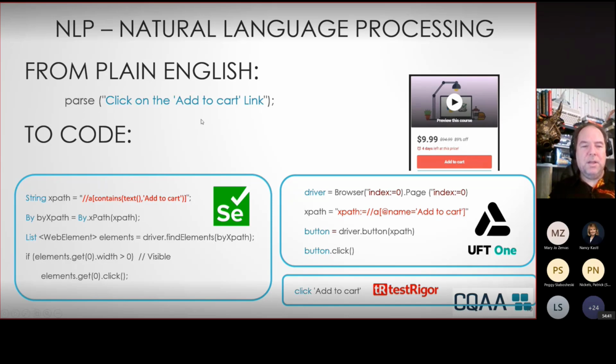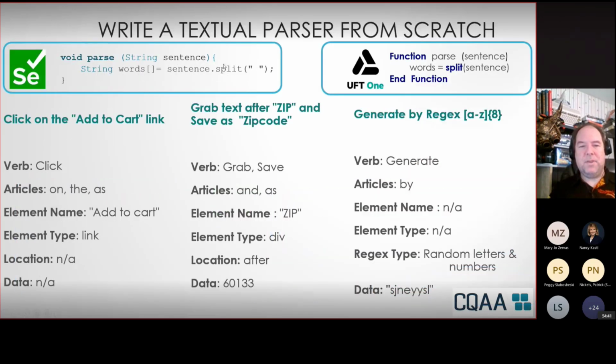If we're doing it in code, what we'd have to do is parse out everything. So we've got our sentence, click the add to cart button, and parse it out by spaces, or split it if we're doing it in VBScript, or do a sentence split if we're doing it in Java in Selenium. And then we take our sentence and divide it up into 6 different elements that we'll need to find: our verbs, articles, the element name and type, relative location if it's needed, and any data that we're picking up as we go along.